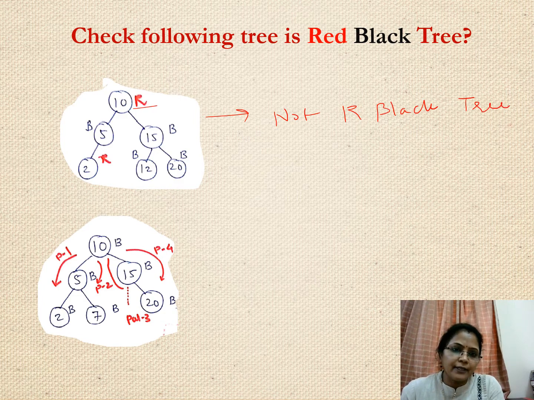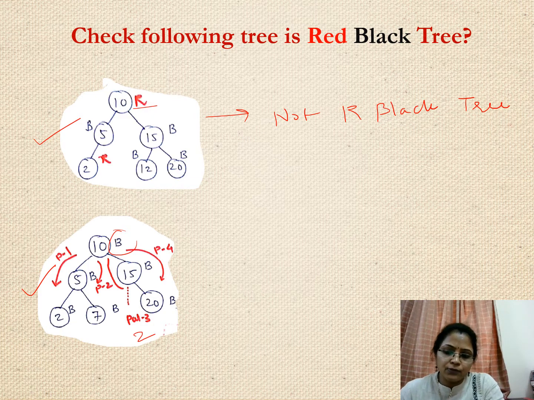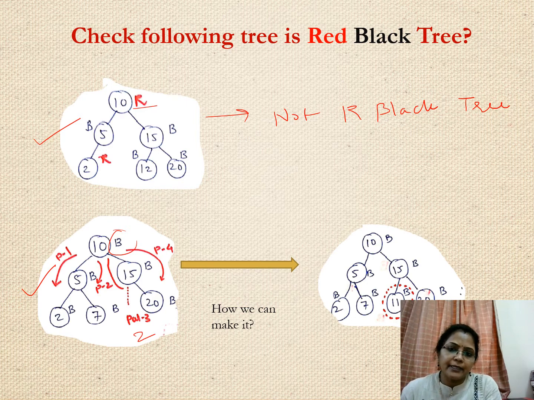Now let us verify another example. That was the first one, now the second one. Again in this one, the root is black, okay, and you can verify the adjacent red nodes, they are not there, so there is no issue. Now again we will verify the number of black nodes in each path. The paths are shown as P1, P2, P3 and P4. In the path P3, the number of black nodes is 2. So how can we make it? We can add one node on the left hand side of 15, as the left child of 15, and this way I can make it a red black tree.